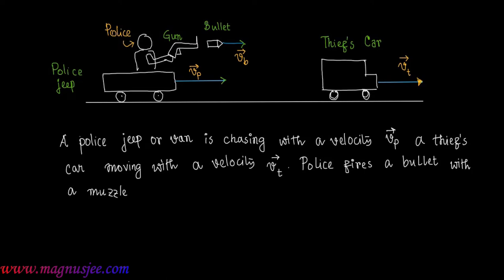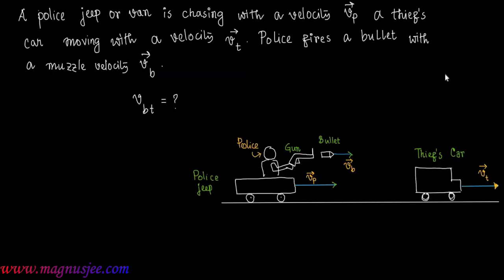fires a bullet with a muzzle velocity vector VB towards the thief's car. A police jeep or van is chasing a thief's car, which is moving with the velocity vector VT. Now, vector VBT equals question mark. That means the relative velocity of the bullet with respect to the thief's car will be question mark.